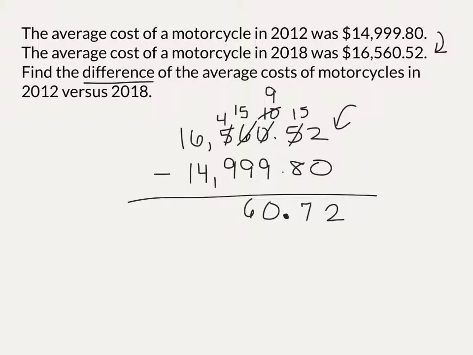Next, 4 minus 9 I cannot do, so I'll borrow. And now I have 14 minus 9. 14 minus 9 is 5. Then 5 minus 4 is 1, and 1 minus 1 is 0. So my final value is $1,560.72, and this is my final answer.